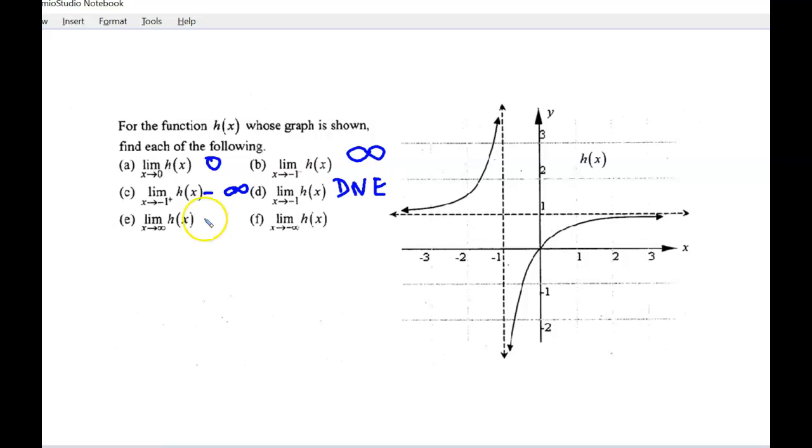The limit as x approaches infinity: as x goes further and further to the right, it's approaching 1. And as it goes to negative infinity, the graph is going again towards the horizontal line of 1.